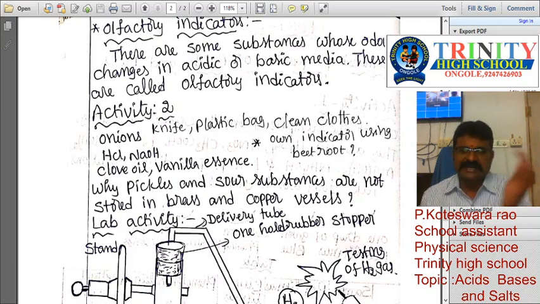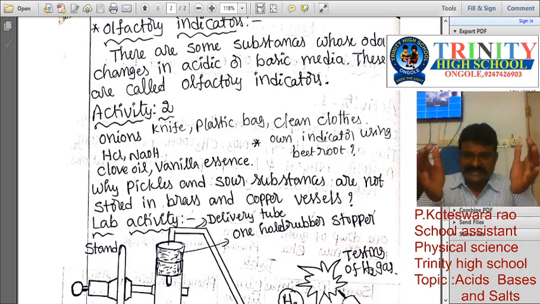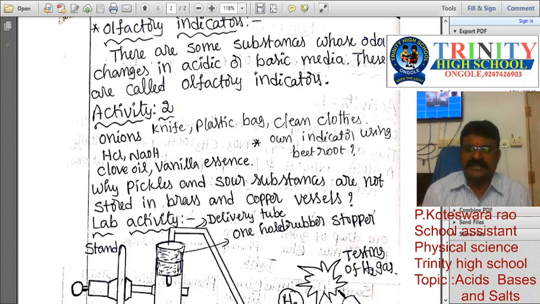If brass or copper vessels are used, what happens? The pickle will spoil, because the pickle reacts with metal. Then automatically, within a few days, the pickle will spoil. But nowadays most people are using plastic tins to prepare these pickles.